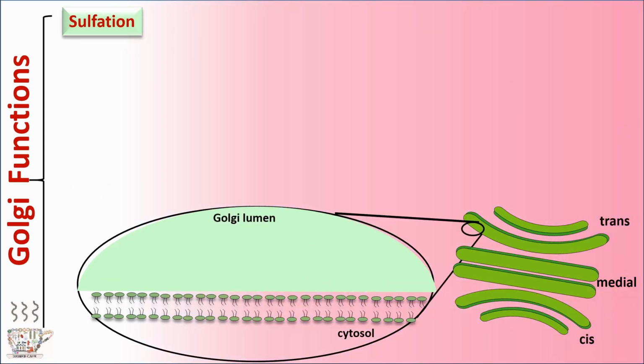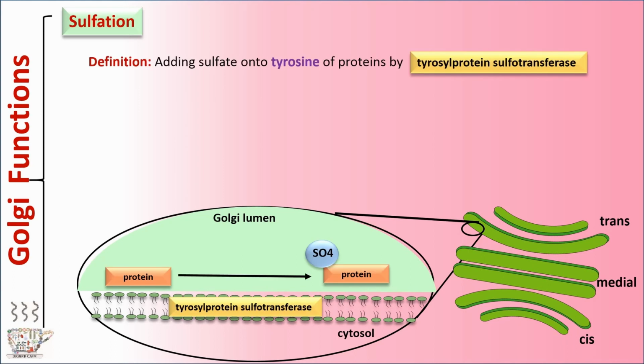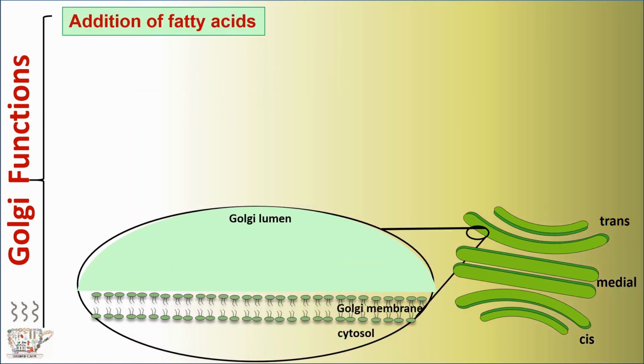Sulfation. Sulfation is adding sulfate onto tyrosine of proteins by tyrosyl protein sulfotransferase. It occurs in the trans cisternae.